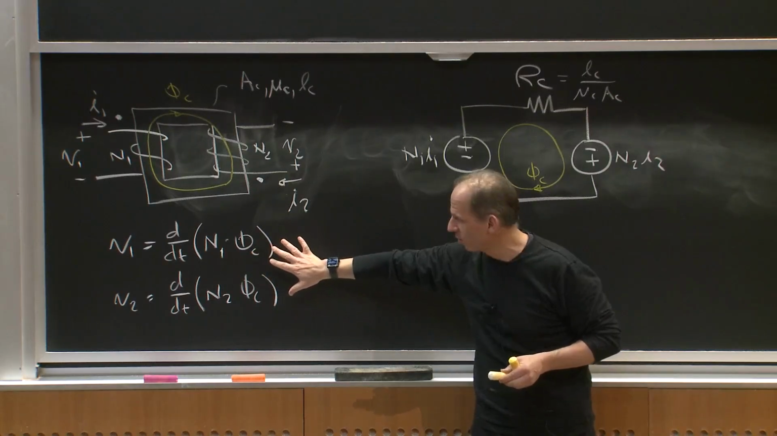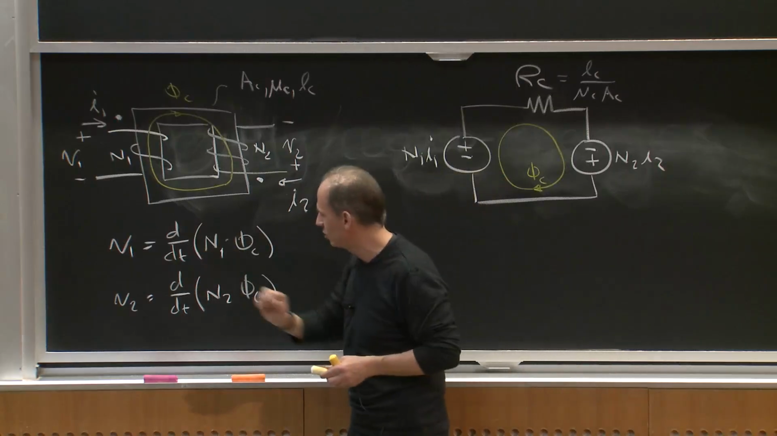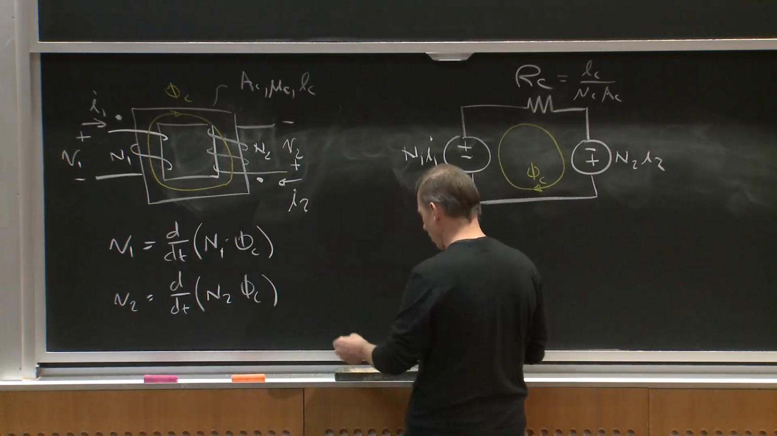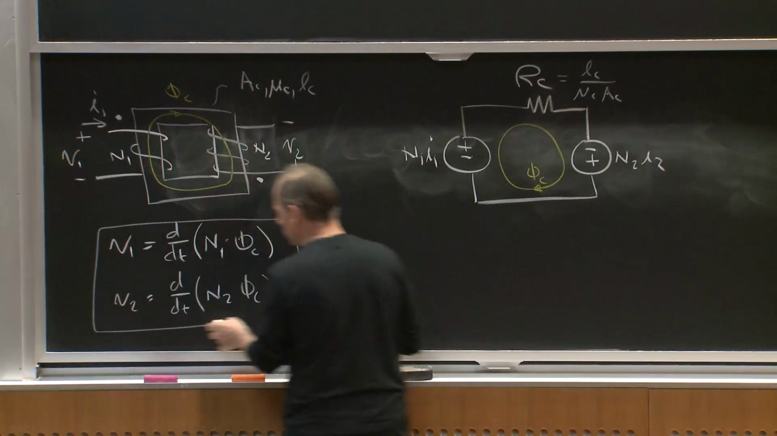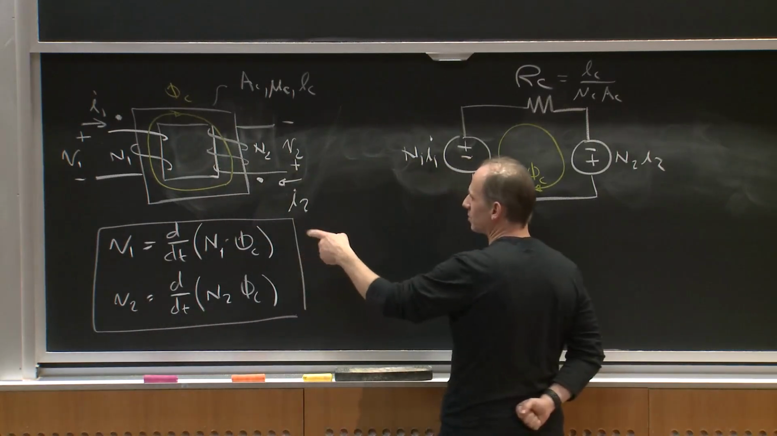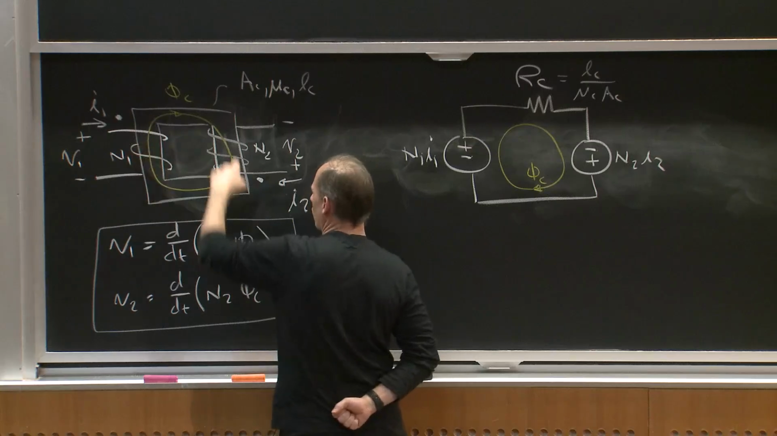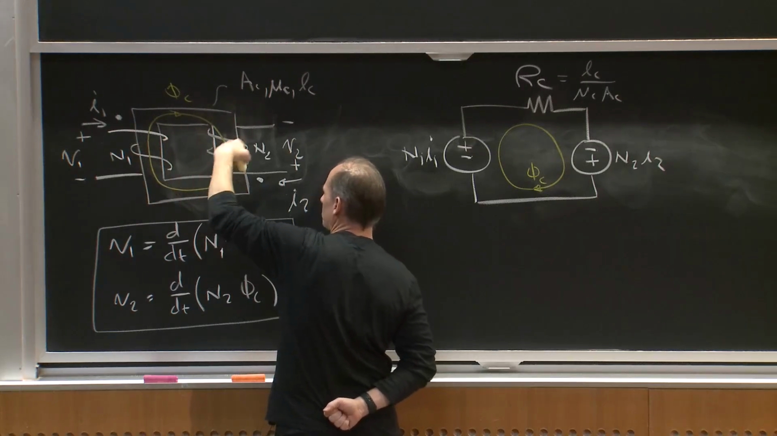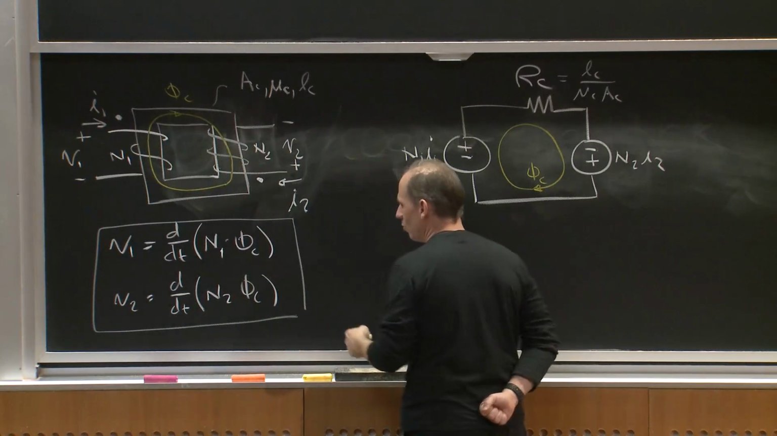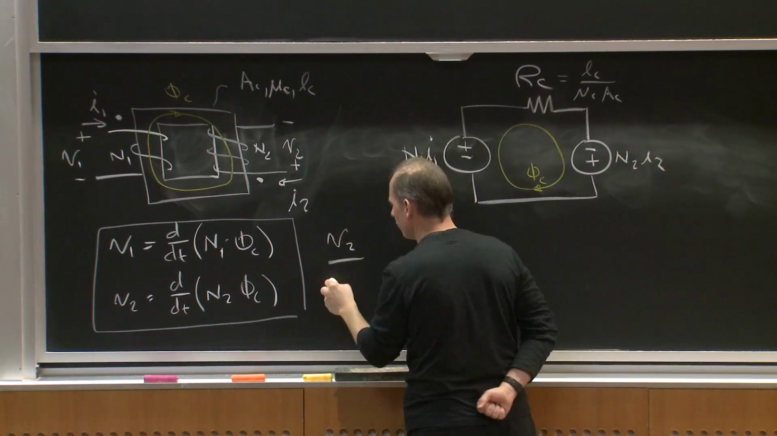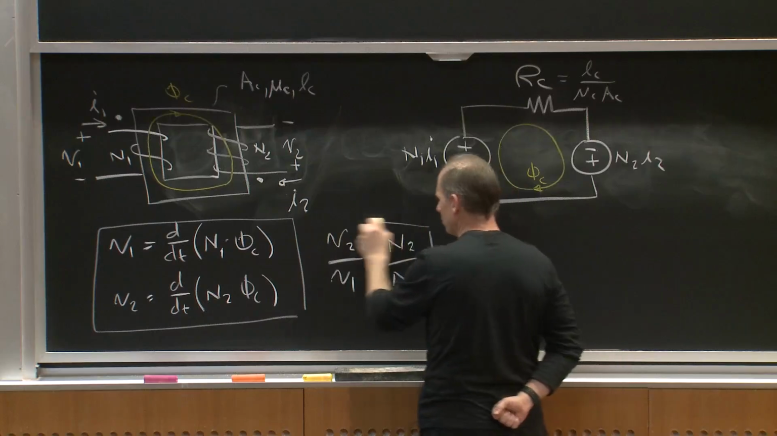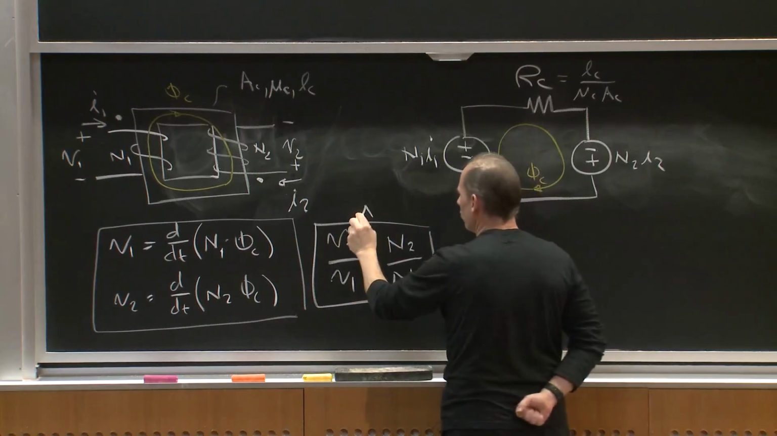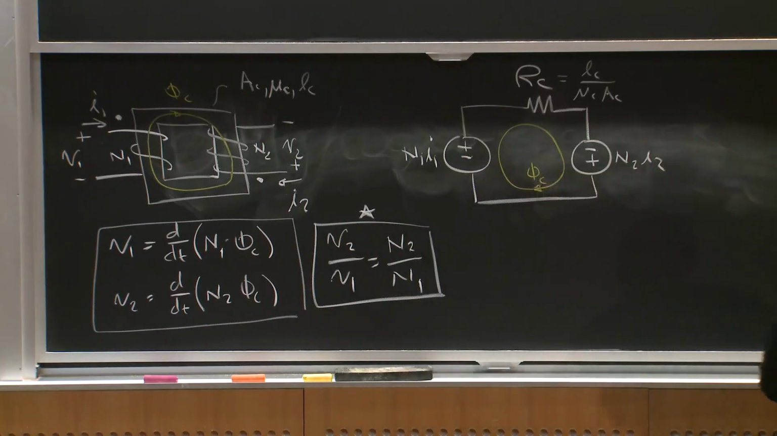So what does this say overall? Well, I could pull the N1 and N2 out and divide the two. And what this relationship tells me is that V1 and V2 are proportional, right? Because V1 is proportional to the flux in the core times the number of turns, and V2 is proportional to the flux in the core times the number of turns. What I get is V2 over V1 is equal to N2 over N1. Okay? So this is one characteristic that I get in this system. Okay? Make sense to everybody?